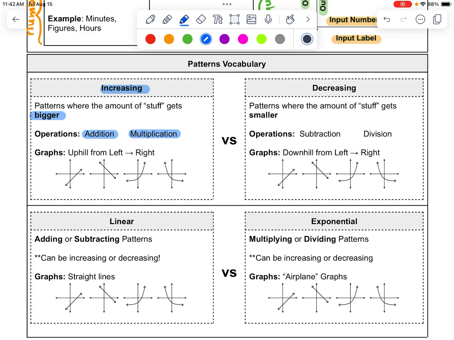And when we look at a graph of an increasing pattern, it is going to be going uphill when you go from left to right. So out of these four options, this option right here is an increasing graph. And this option right here is an increasing graph. So there's two, this one and this one. The other graphs are actually decreasing graphs. They're going downhill, so those are not increasing patterns.